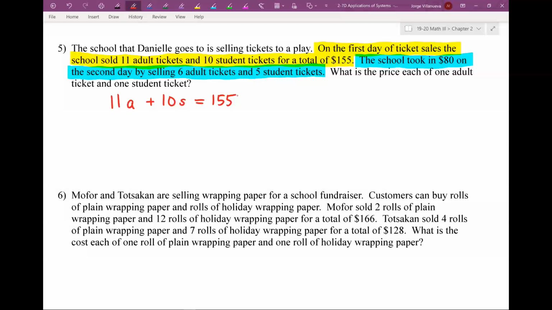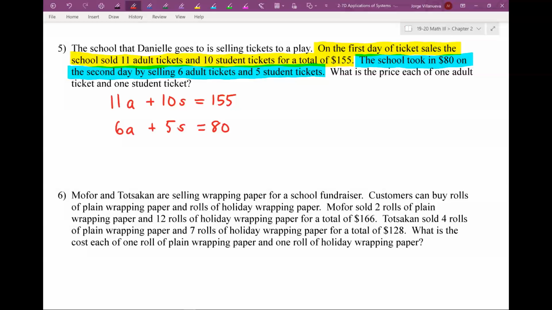Then it says the school took in $80 on the second day. That means whatever they did was equal to 80. Now what did they do? They sold 6 adult tickets and 5 student tickets. 6 adult and 5 students. Now you have to solve for this, using elimination most likely. You can use substitution if you want. That's okay, but you could also use elimination.